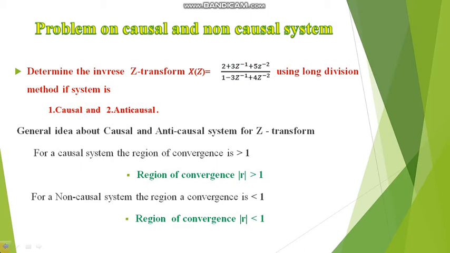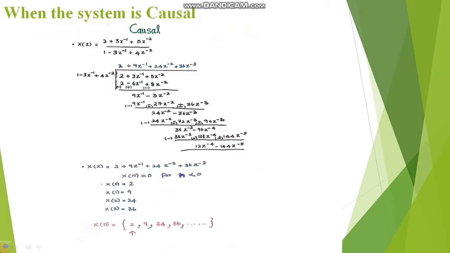Before going to the problem, I am going to give a general idea about causal and anti-causal systems for a Z transform. The region of convergence for a causal system is greater than 1, and for a non-causal system it is less than 1. Now looking at the problem, x of z equals 2 plus 3z inverse plus 5z power minus 2, divided by 1 minus 3z power minus 1 plus 4z power minus 2. Using the long division method, we can get the solution to this problem.